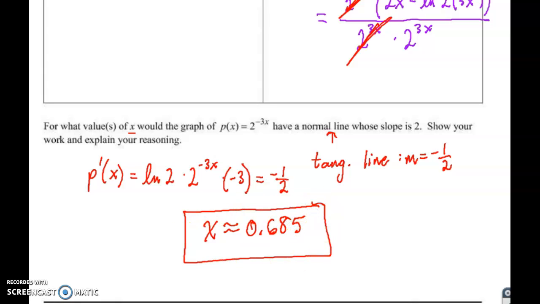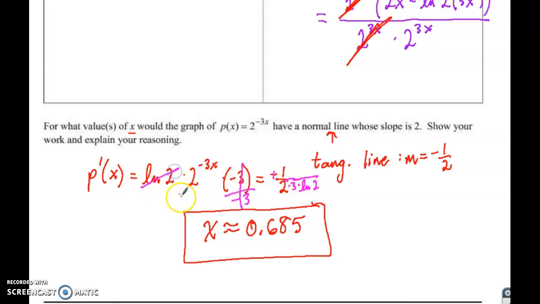I'm not sure if you could have done this by hand. Let's see. Let me just try real quick. To get rid of negative 3, you divide by it. You go to cancel that out. So that would go into the denominator. To get rid of natural log of 2, you would divide by it. So that would also go into the denominator.